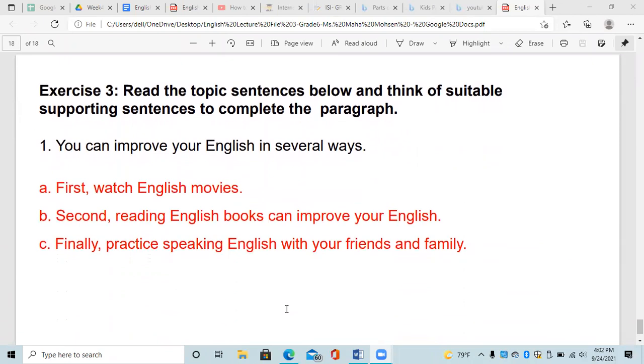And here are the sentences that you can write, the supporting details. First, you can watch movies in English, or English movies. You can hear the characters in that movie speaking in English. So this way you learn English. Second, reading English books can improve your English. And finally, practice speaking English with your friends and family. So these would be 3 supporting sentences that we add in the body.